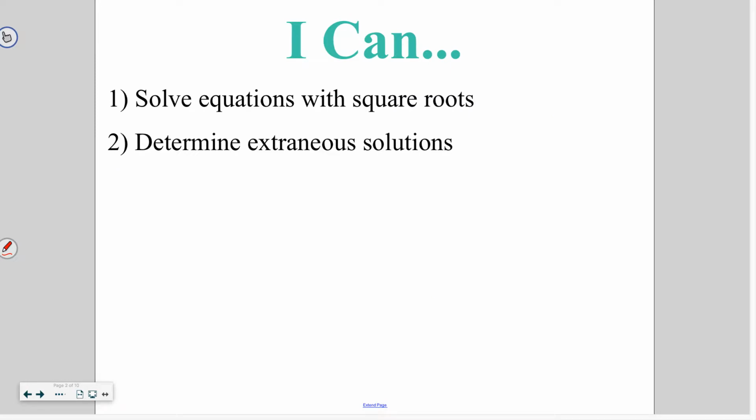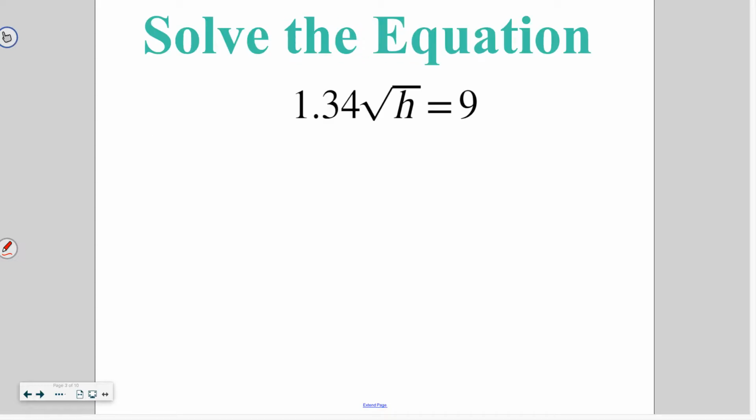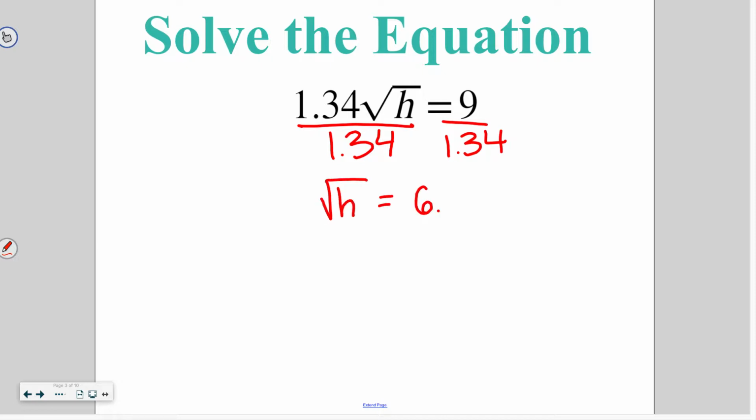By the end of today's lesson, you'll be solving equations with square roots and determining if there are any extraneous solutions. Just like any other equation, our goal is to get the variable by itself. You can treat this square root kind of like parentheses, so we need to get rid of everything outside the square root first. In order to do that, I'm going to divide by 1.34, which gives me the square root of h is equal to 6.72.